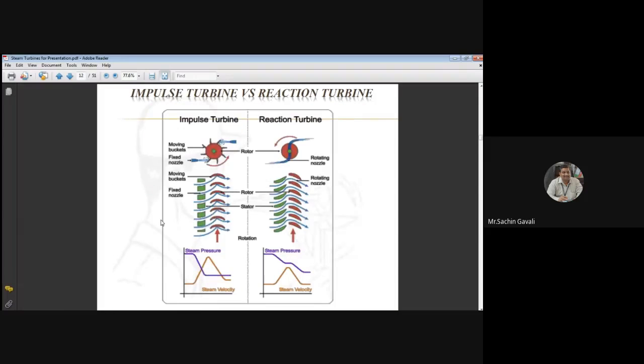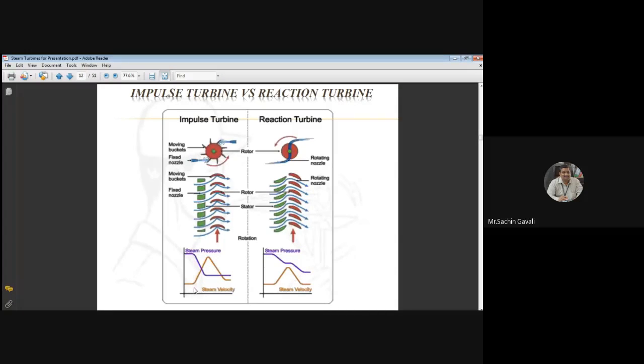Okay, then we have discussed impulse turbine and reaction turbine. In these, only one row of nozzle is there, and these are the moving blades. Steam pressure decreases only in the nozzle. So this is the nozzle section, where pressure is decreasing. I am showing it with an arrow, and afterwards the pressure remains constant.